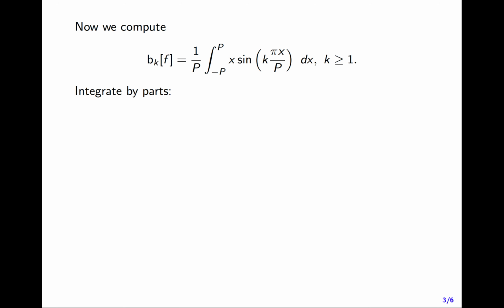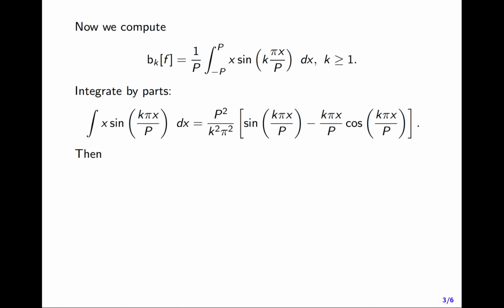So again, I integrate by parts. The integral of x sine of k pi x over p is going to be p squared over k squared pi squared times the quantity sine of k pi x over p minus k pi x over p cosine of k pi x over p. Looks similar to what we had when we had the cosine instead of a sine in the integrand, but still a little different. And again, I think I used Maple to do this. Do the integral however you find easiest.